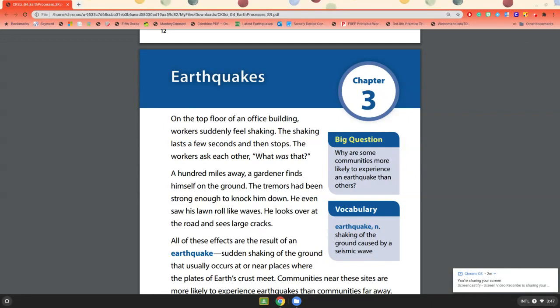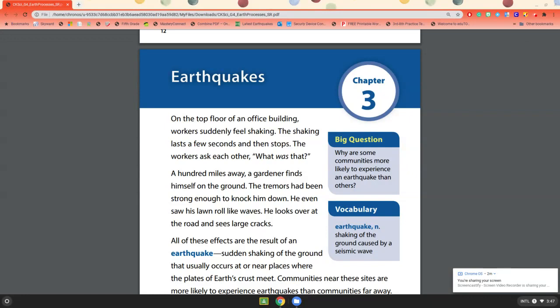And I totally forgot to say the big question for the chapter. Here's the big question. Why are some communities more likely to experience an earthquake than others?